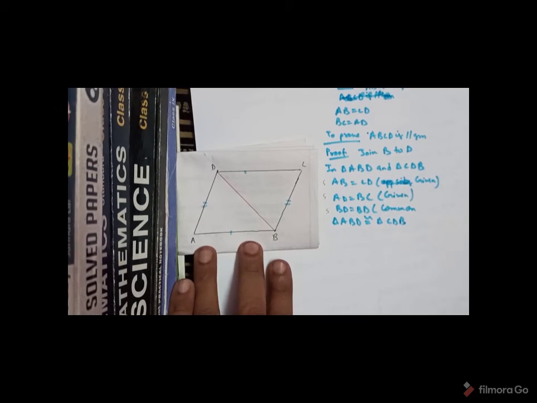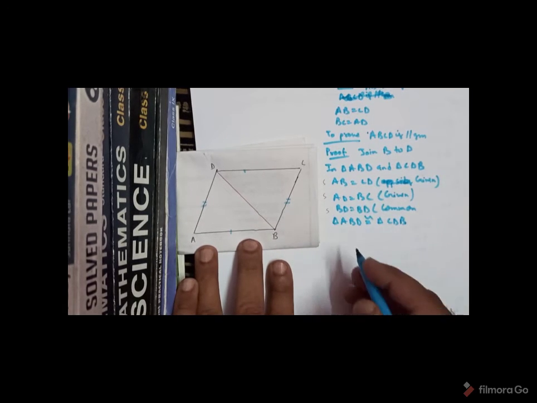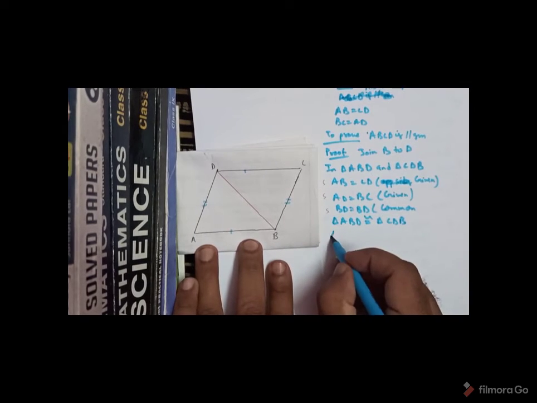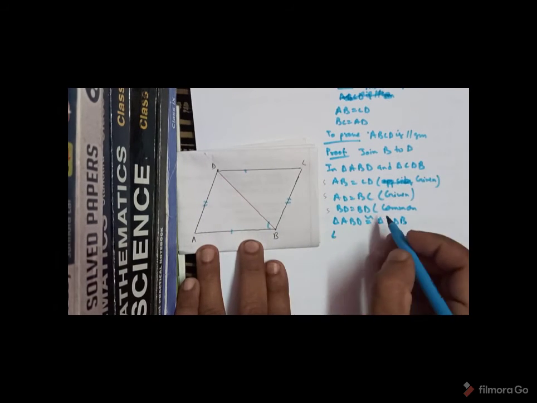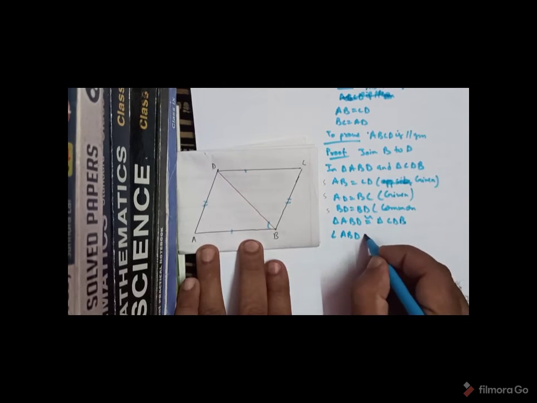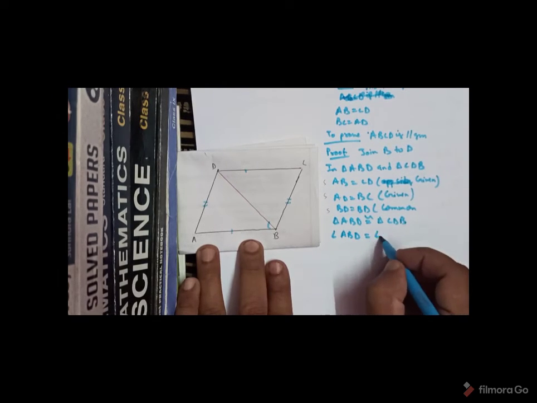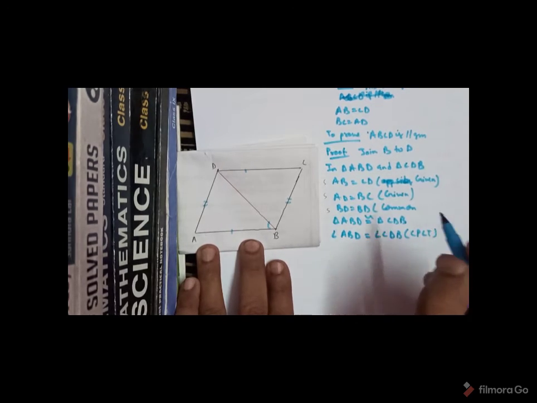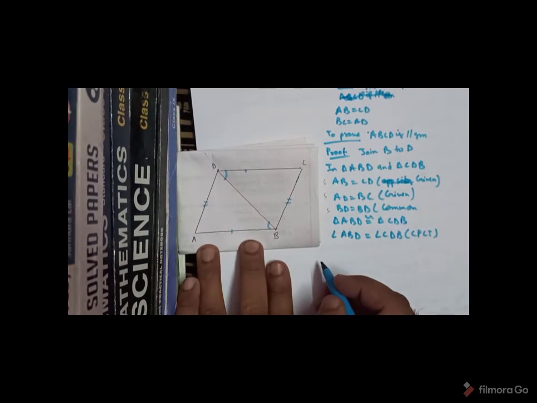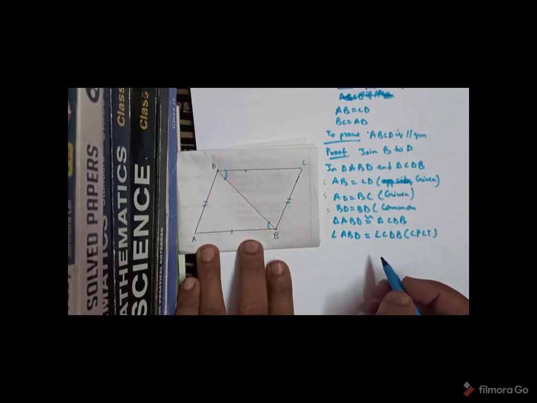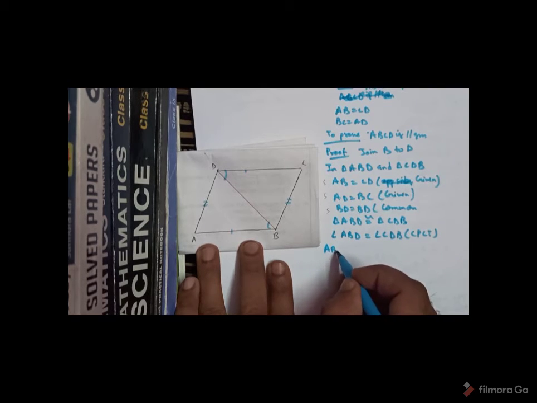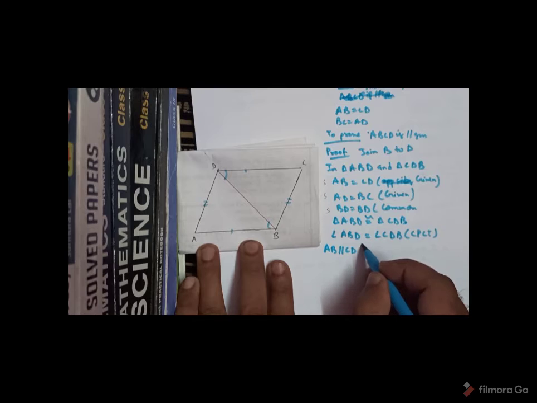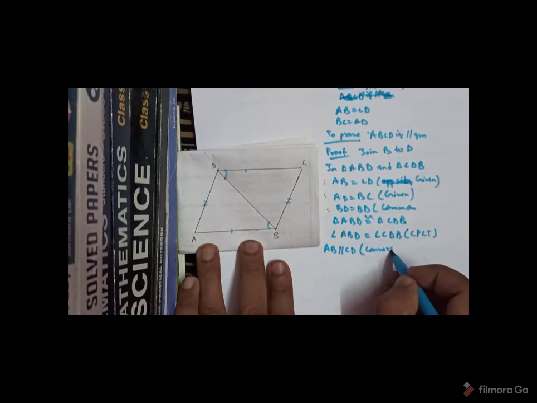Okay, they are congruent. So if they are congruent, that means by CPCT we can say that angle ABD will be equal to angle CDB by CPCT. Okay, and by converse of alternate interior angles theorem, since ABD and CDB are alternate interior angles, AB is parallel to CD by converse of alternate interior angle theorem.